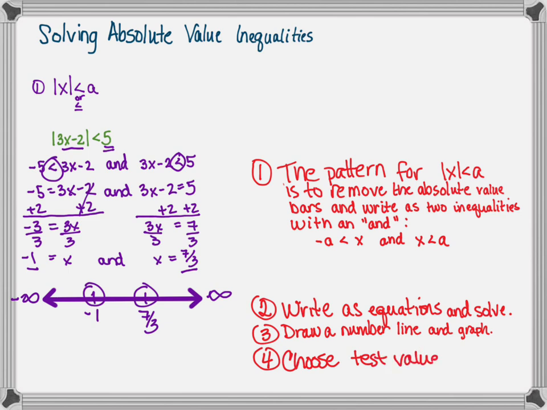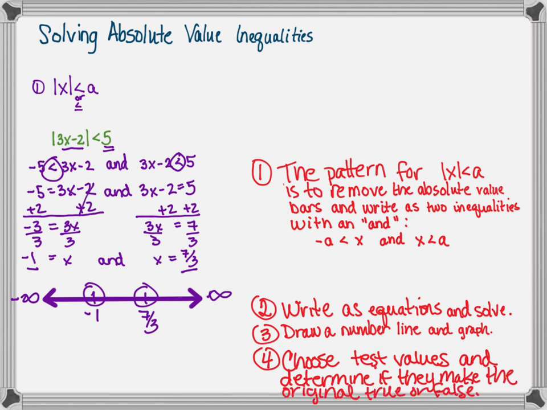Okay, next we'll choose test values in each of the intervals. We see 3 intervals here. And then we'll determine if the test values make the original absolute value inequality true or false. So to the left of negative 1, I'm choosing the number negative 2. You could choose any number to the left of negative 1 or less than negative 1. I'm choosing negative 2. And we want to choose a number in the interval between negative 1 and 7/3. I'm choosing 0 because it's an easy number to work with. And then we want to choose a number on the interval that's greater than 7/3. I'm choosing 3.